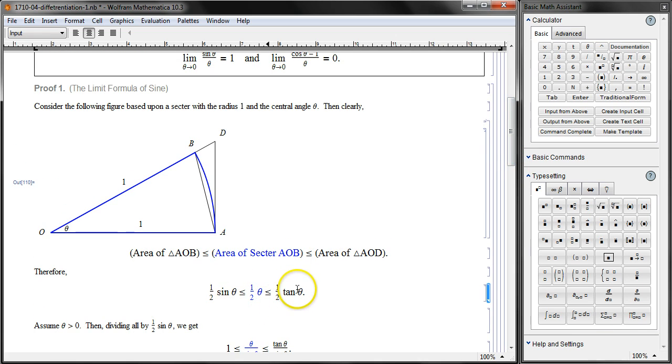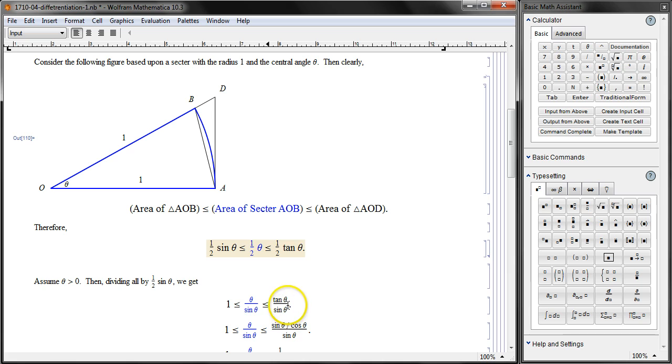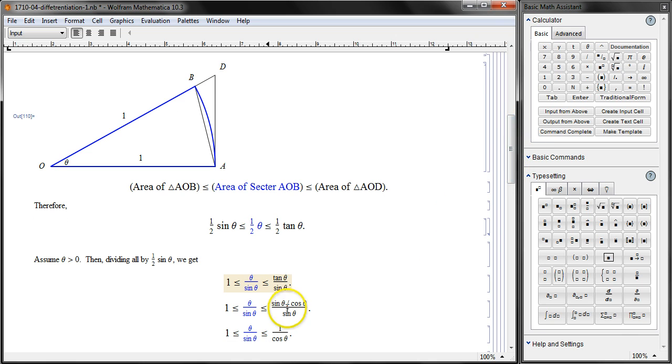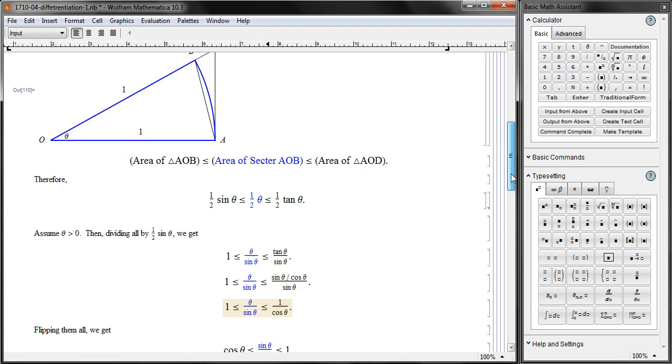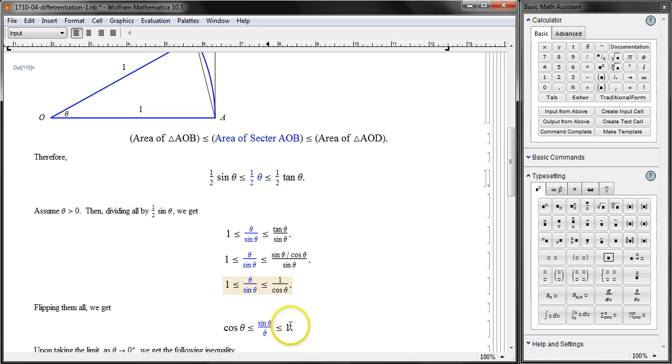Okay, let's go back to where we were. 1/2 sine of theta, 1/2 theta, 1/2 tangent of theta. So after simplification, this is what we get. Divide everything by 1/2 sine of theta, and we get theta over sine of theta is, after simplification, 1 over cosine of theta. And flip it over, we have cosine of theta less than sine of theta over theta, less than 1.